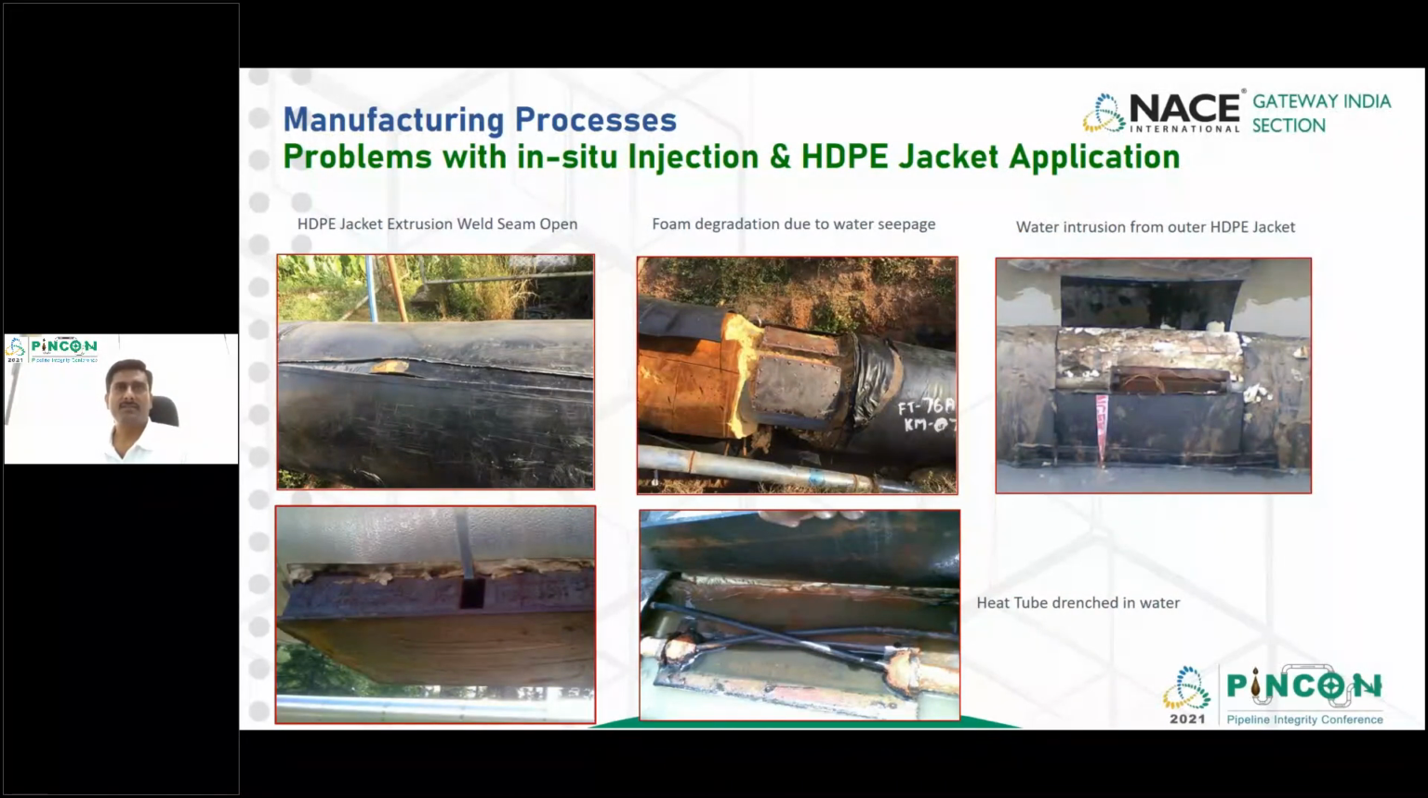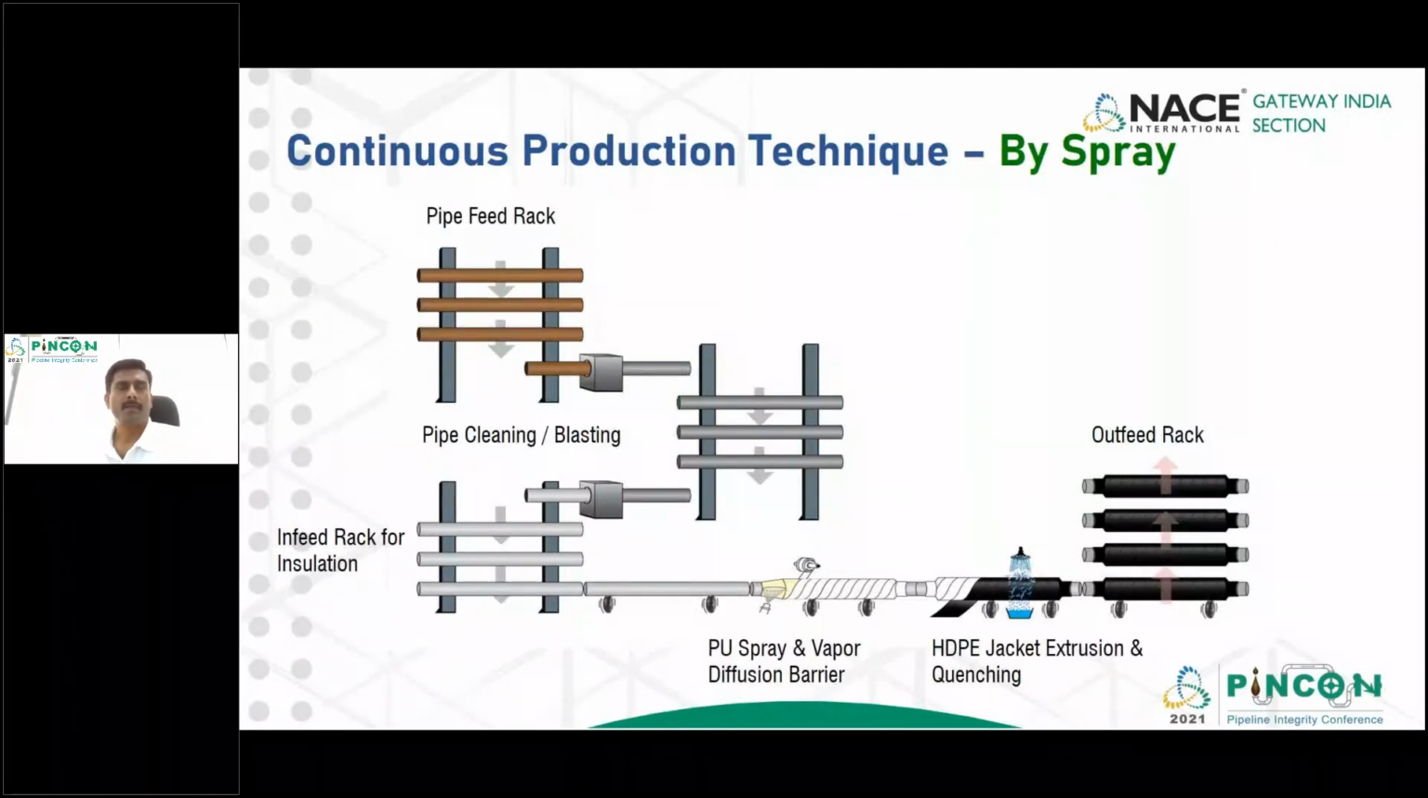Limitations of conventional technology that lead to disaster of the pipeline and the piping system is shown in this slide. The third process: the continuous production process technique by spray technology.